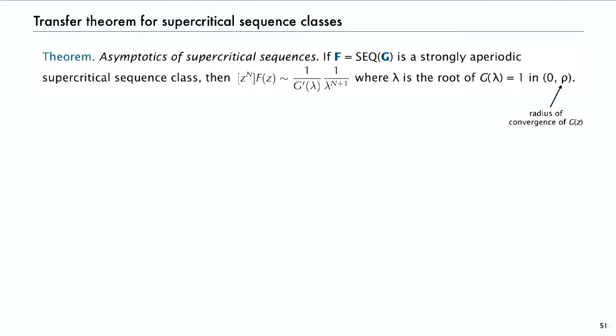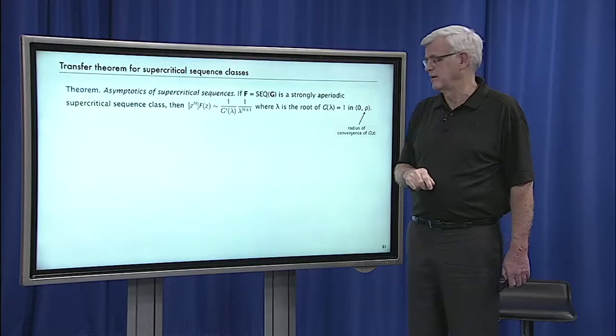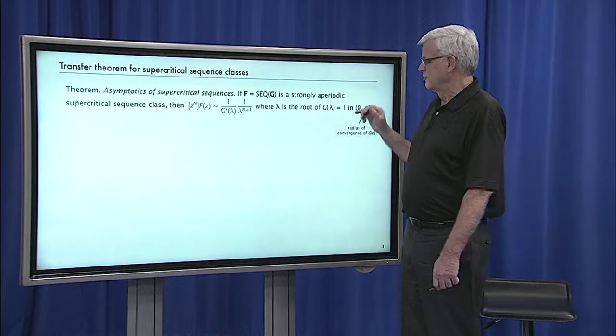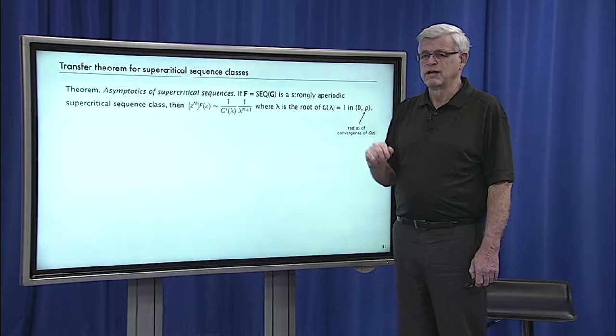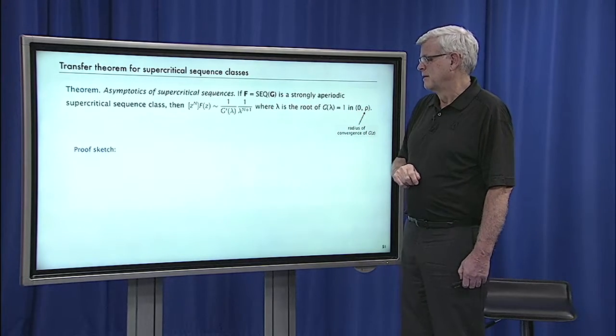and it gives an even simpler way to derive the coefficient asymptotics for these types of classes. So it says that if F is a strongly aperiodic supercritical sequence, then its coefficient asymptotics is just 1 over G prime of lambda, and the growth is 1 over lambda to the n plus 1, where lambda is the root of G of lambda equals 1 in its radius of convergence. So we find a root, but it's a simpler root, and boom, we have the coefficient asymptotics.